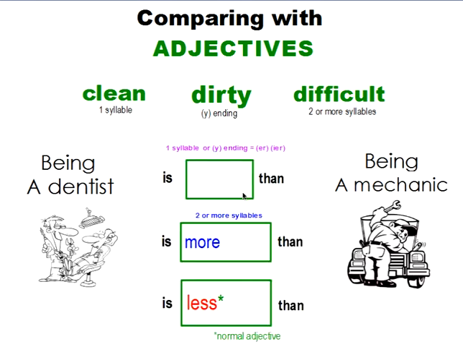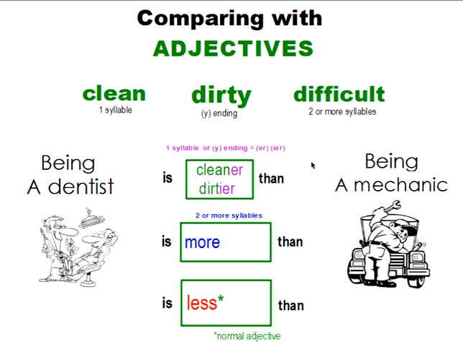So let's start. Now, if I'm using one syllable or a Y ending, when I use an adjective to compare, I use the adjective and ER, or the adjective and IER. So let's think, which adjectives are one syllable? Well, the answer is clean and dirty. So I'm going to say being a dentist is cleaner than being a mechanic. Or, just as an example, being a dentist is dirtier than being a mechanic.